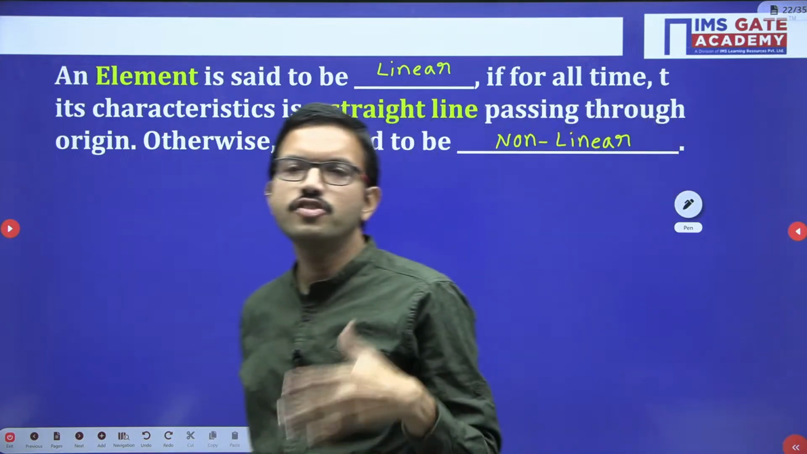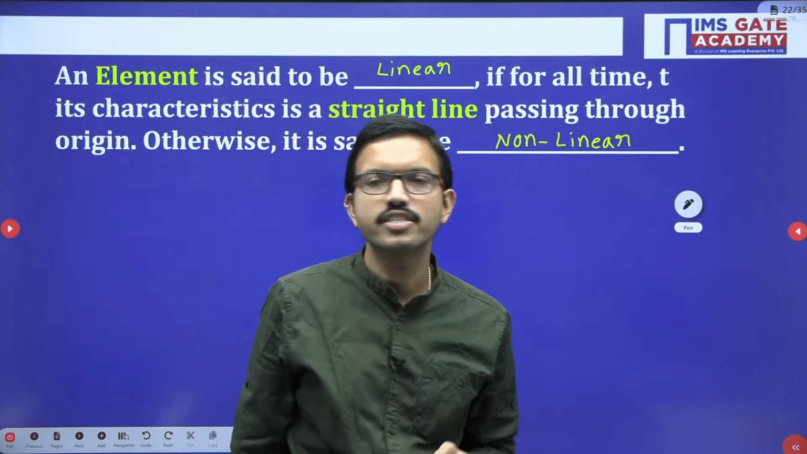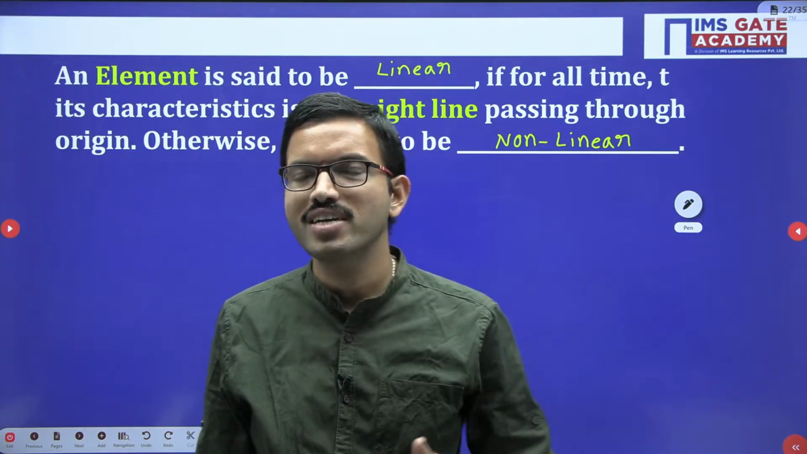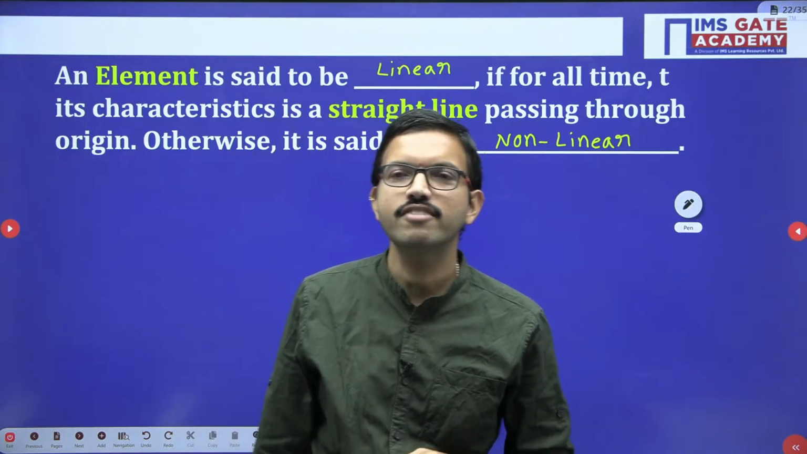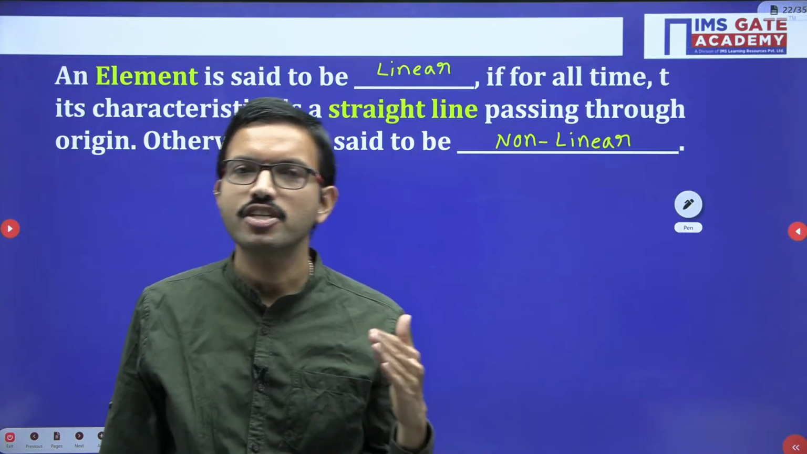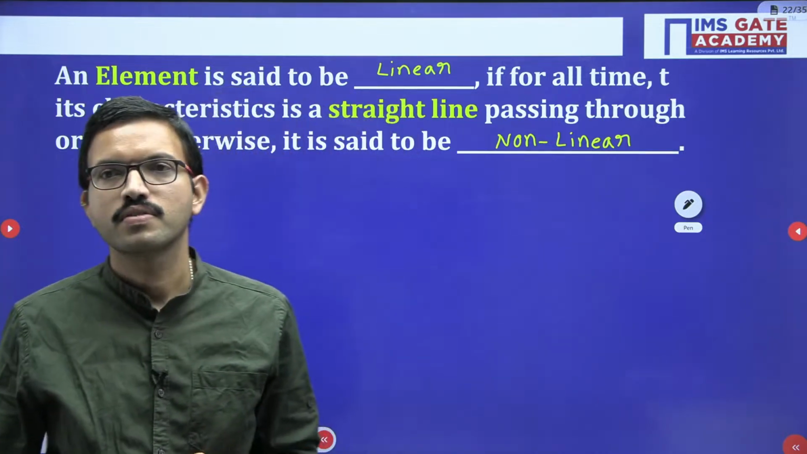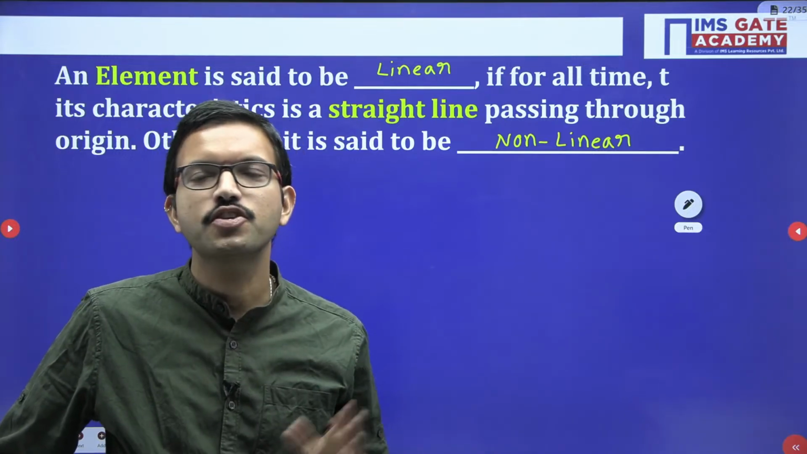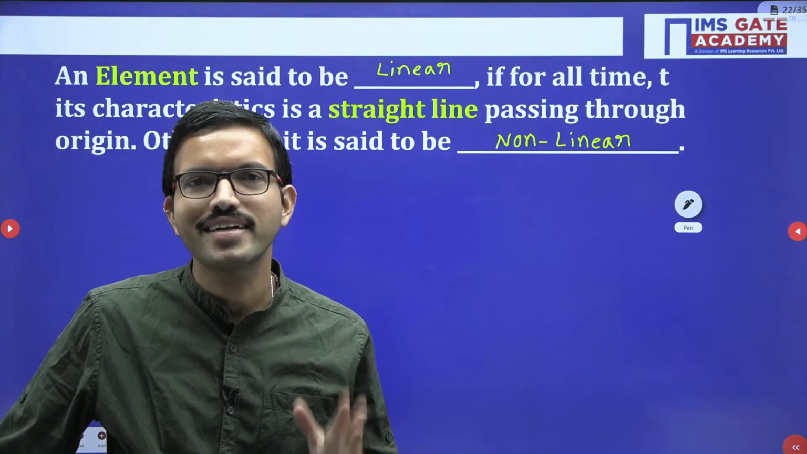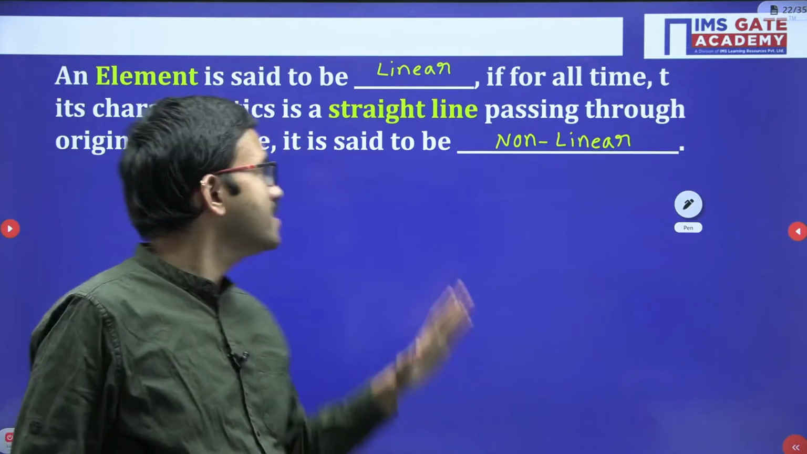I hope all of you are familiar, when you studied mathematics in school or intermediate standard, with the straight line equation passing through the origin. What is the equation? Can anyone recall the equation of a straight line passing through the origin? Y equal to mx, right? Y equal to mx is a straight line equation. That line is passing through the origin. So that means it is linear.